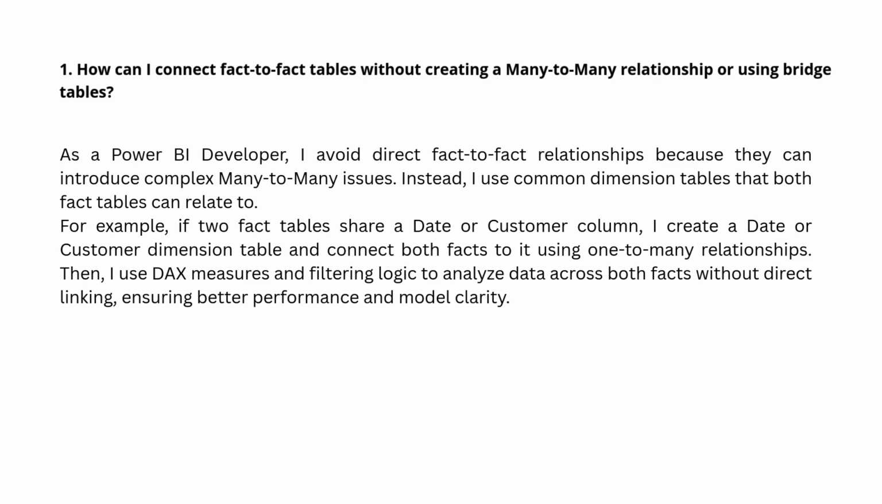So say for example we have two fact tables and they have the date column or the customer column. So I will prefer to create a date dimension table and a customer dimension table. I will link both the fact tables to the dimension tables and I will apply the query using the DAX measures. Basically this gives us better performance and it gives clarity in the model view.